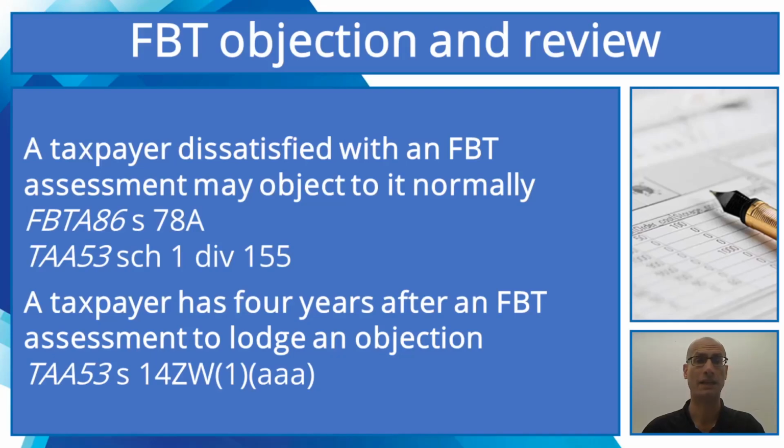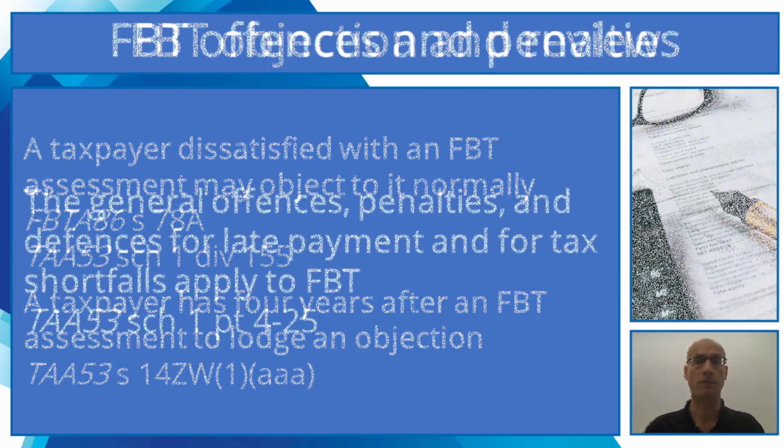It's essentially asking the decision maker, in this case the Commissioner, to remake that decision. And like other areas of tax law, if you're dissatisfied with the results of this objection, you can then seek to have that reviewed in the AAT normally and ultimately appealed, if necessary, to the federal court after that. As with GST, there's a 4-year limitation period in which you can lodge an objection for a particular assessment.